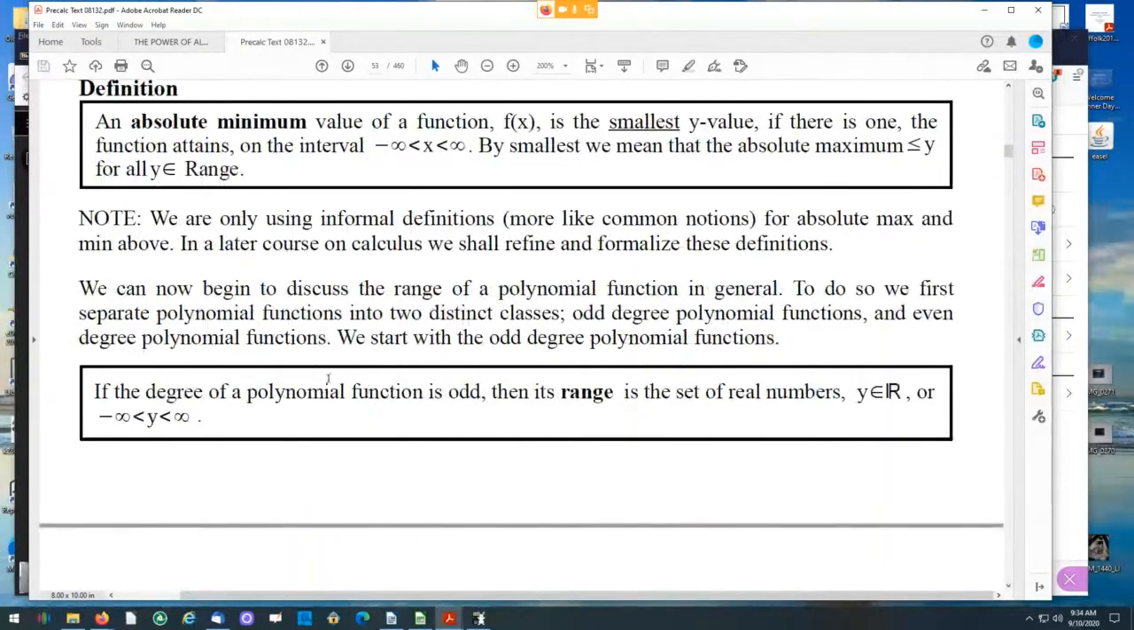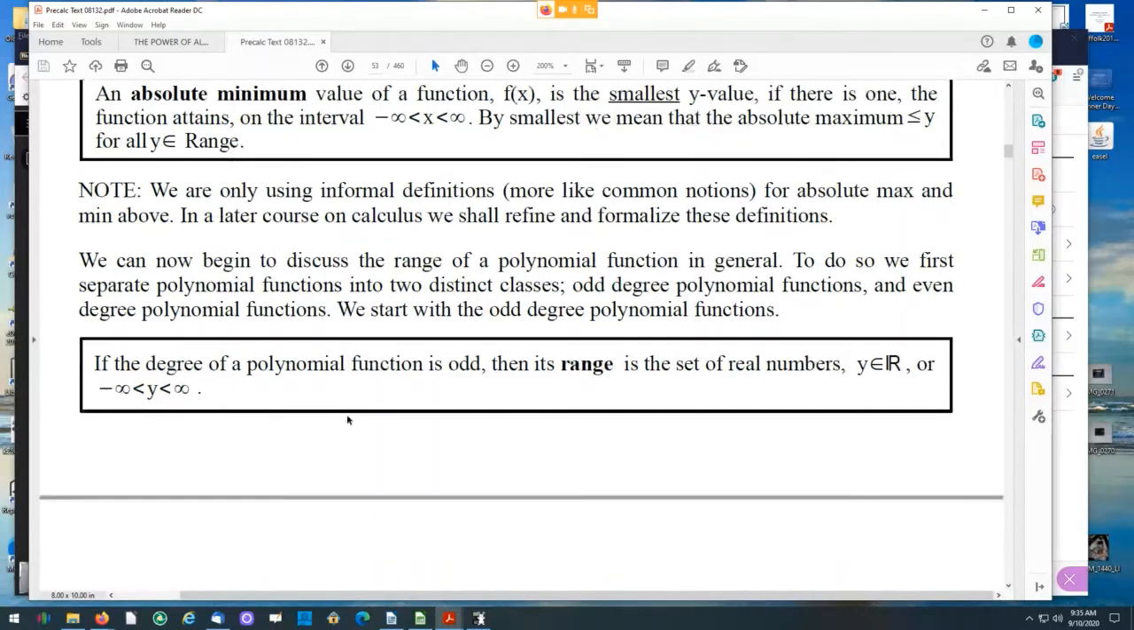Now here's some interesting things. If the degree of a polynomial function is odd, then it's easy to determine the range. So if it's a first degree polynomial function, a third degree, fifth degree, the range is always going to be the set of all real numbers. Because you can pick any x value, and you can get any y value by choosing the appropriate x from minus infinity to plus infinity. So in an odd degree polynomial, domain and range are both all real numbers. X can be any value, y can be any value.